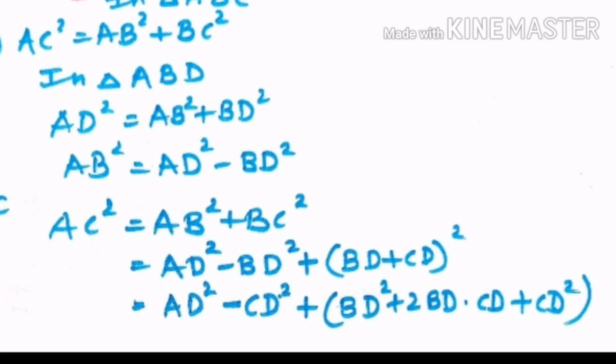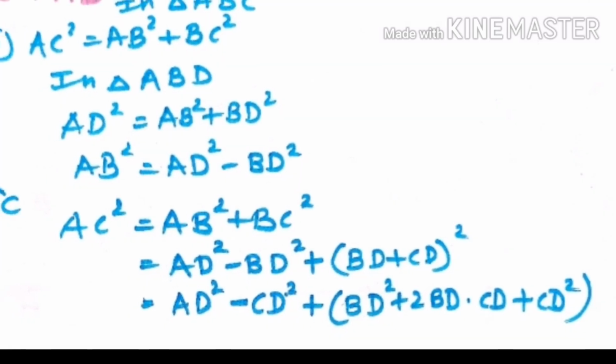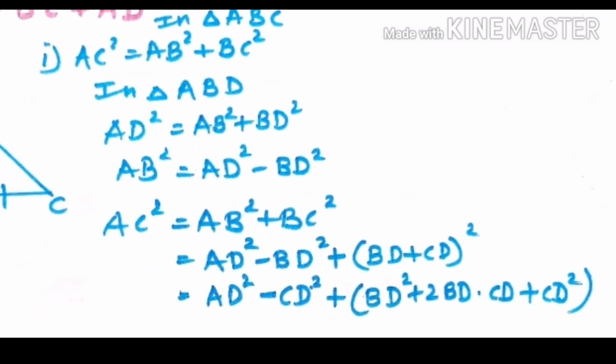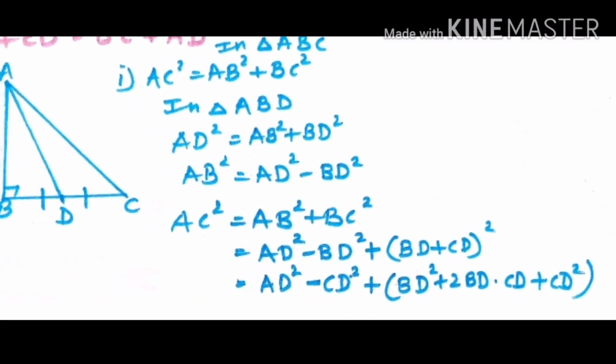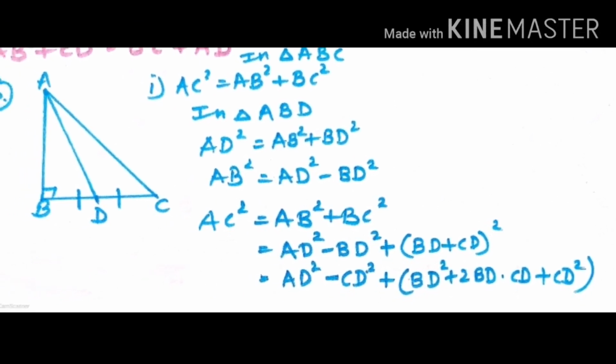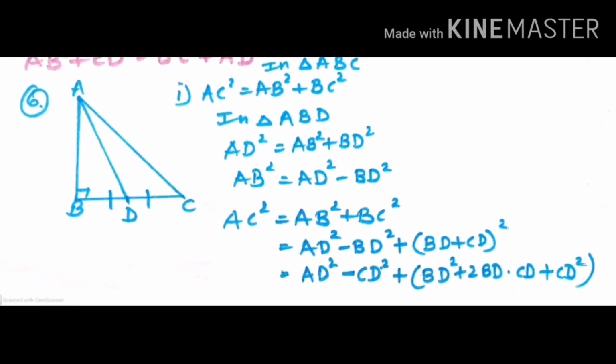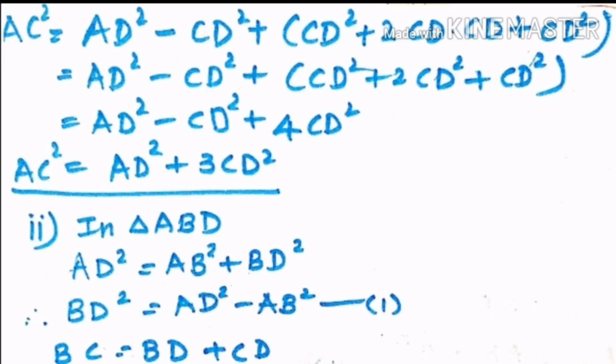So now expanding this BD plus CD whole square using A plus B whole square type of identity. So AD square minus CD square, instead of BD also we can substitute CD, plus BD square plus 2 into BD into CD plus CD square. So this way you will get. Now in the next step, instead of BD we will substitute CD. Why? Because BD and CD are same values or same part. Now instead of BD, in this step I have substituted CD everywhere.